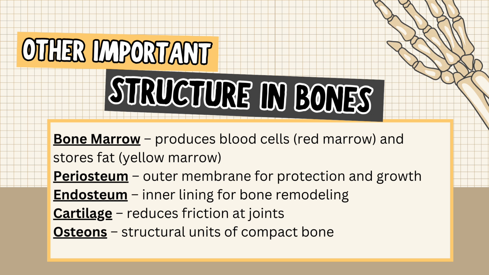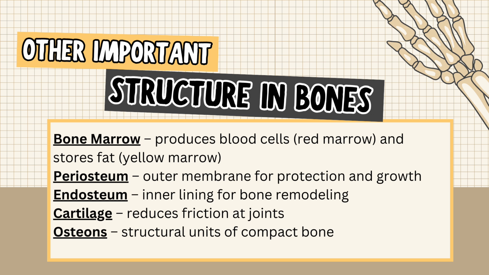So next is the cartilage. Cartilage in bones is found mainly at the ends of long bones in joints. It is smooth and flexible, reducing friction and absorbing shock when you move. Without it, bones would grind against each other.